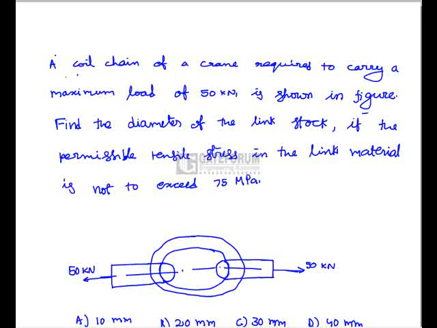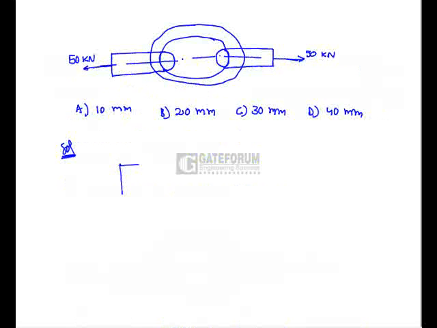So coming to the solution, here we will have to find out the diameter of the link stock. So here the link stock is subjected to a tensile load of 50 kilonewton. So that means, this is the given representation of the loaded link stock. It is carrying a 50 kilonewton load of tensile nature.